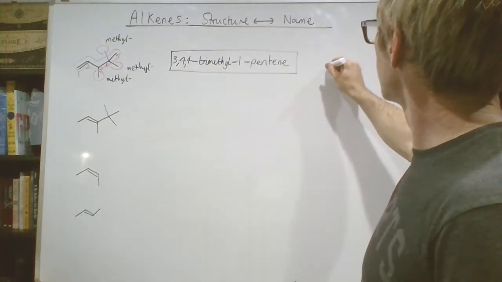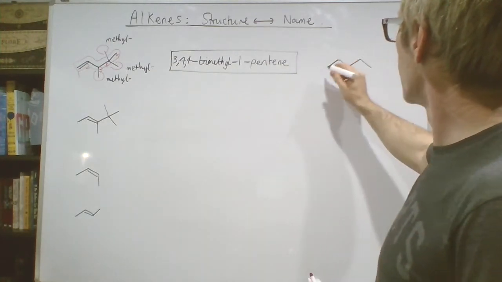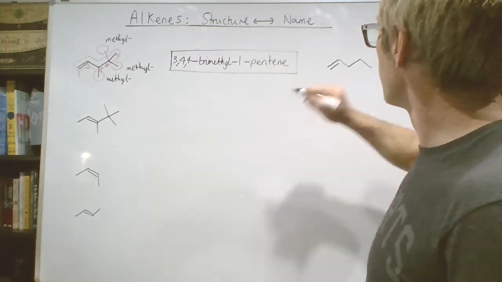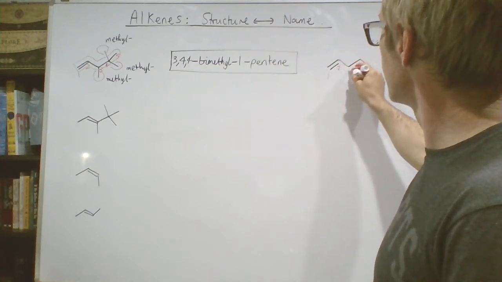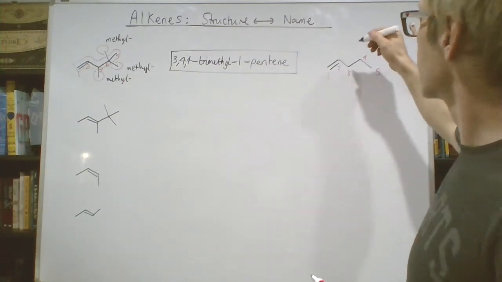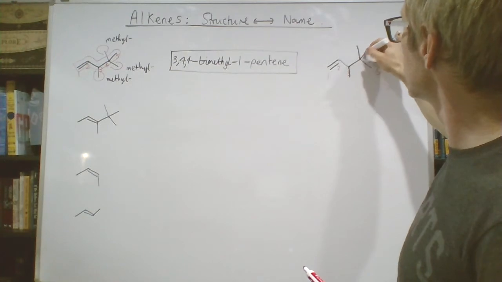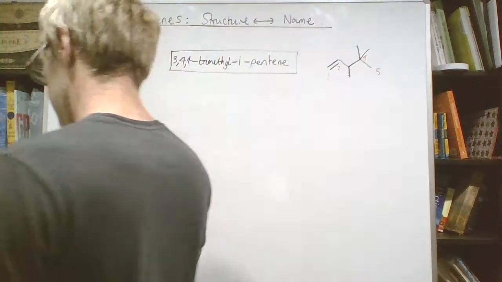Pentene. 1-pentene. 1, 2, 3, 4, 5. Okay. Methyl buds on carbons 3 and 4, so let's number them. Carbon 3, methyl bud, carbon 4, 2 methyl buds. Now we have the right structure. Okay, moving on.